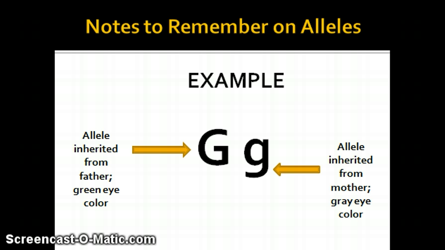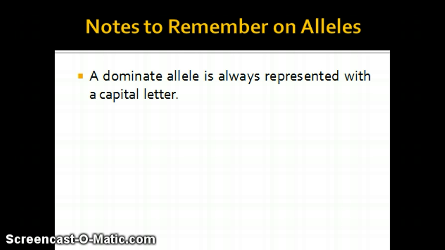As you remember, alleles can be dominant or recessive. A dominant allele is always represented with a capital letter. The recessive allele is always represented with a lowercase letter.